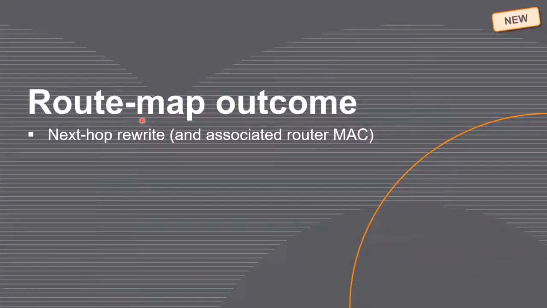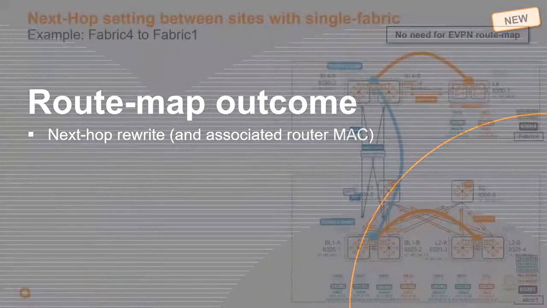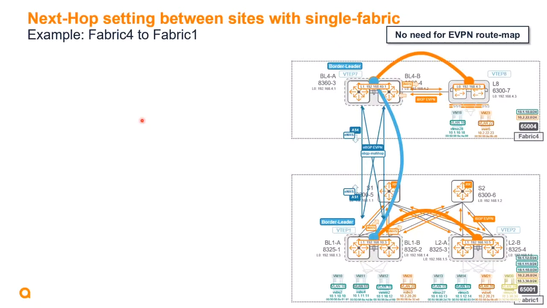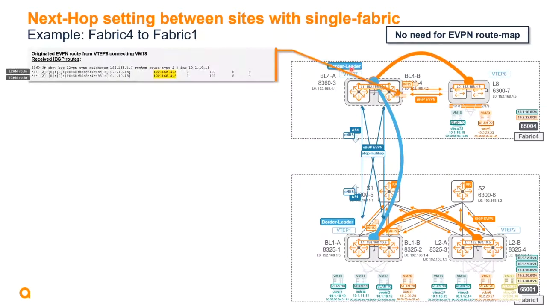So let's go to the route map outcome. Next up, setting between site with single fabric. Here there is no need of EVPN route map between Fabric 4 and Fabric 1 because this is a single fabric site, here in that site and here as well. So what would be the outcome?